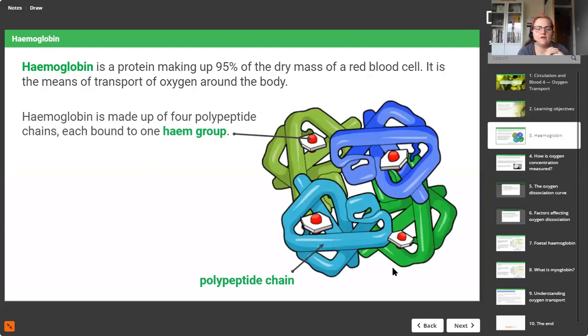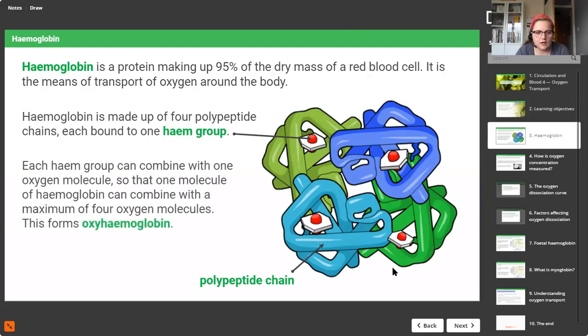And hemoglobin is made up of 4 polypeptide chains, and each one is bound to a heme group. Each heme group can combine with one oxygen molecule so that one molecule of hemoglobin can combine with a maximum of 4 oxygen molecules, and this forms something called oxyhemoglobin.